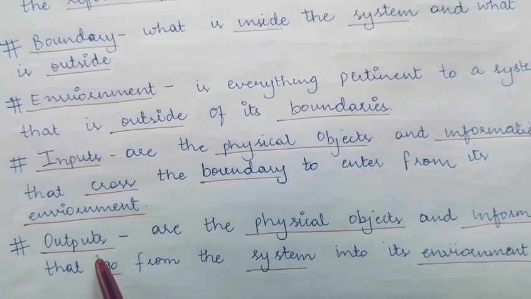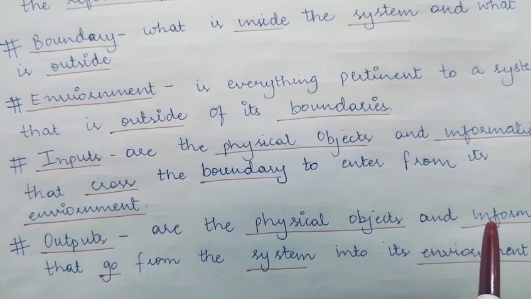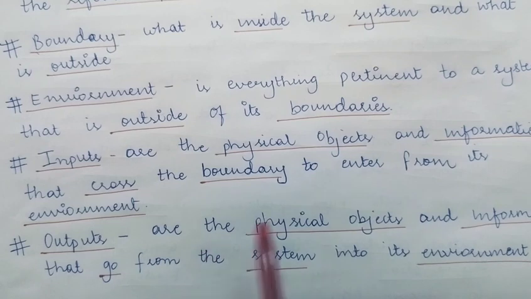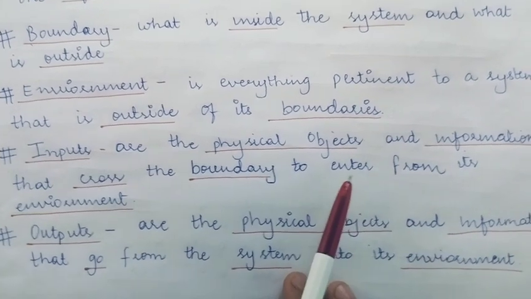Last term is your outputs. Just like input is something that is coming from outside, output is something that is going from inside to the environment. So outputs are the physical objects and information. If I consider a manufacturing plant, the physical object would be the product developed by using the raw materials, and the information would be the information that has been developed in general. It could be an application, it could be a website.